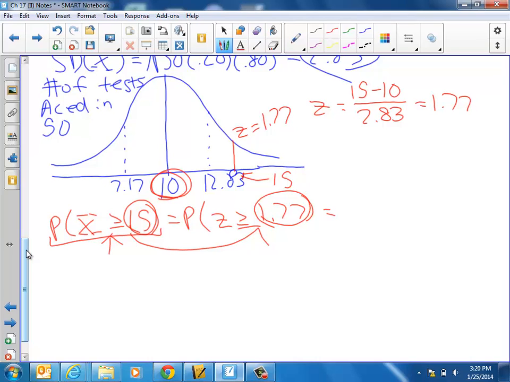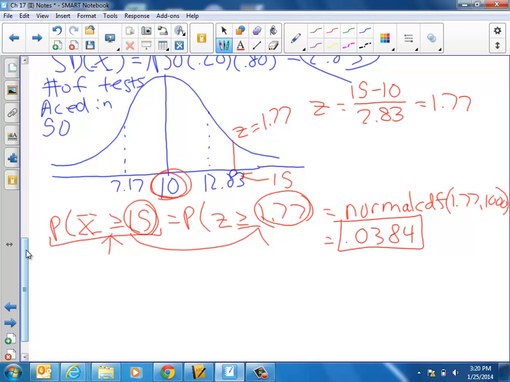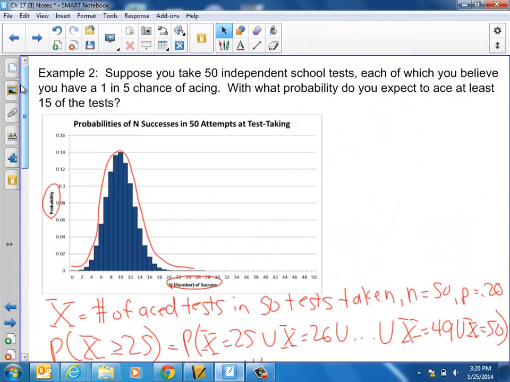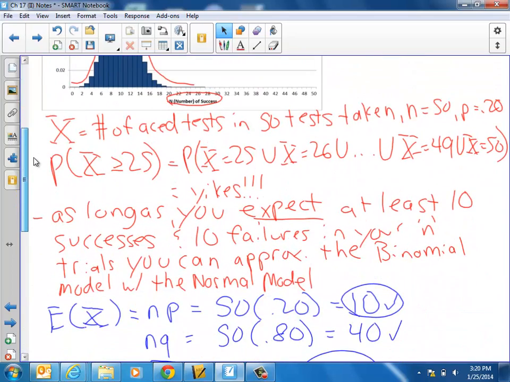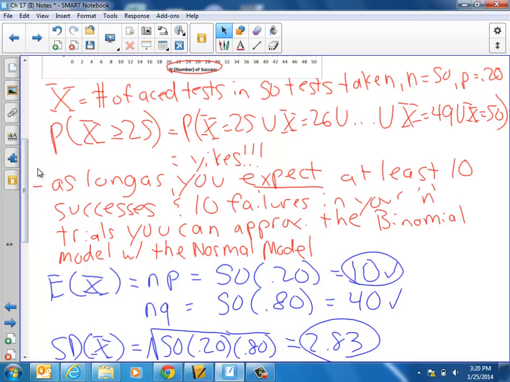All right, so probability that z is greater than or equal to 1.77, just use normal CDF, 1.77 up to 1,000, which is equal to 0.0384. And you guys are done with the notes. That is it. So you've seen the combination equation. You have seen the binomial model, and you've seen the normal approximation to the binomial model when numbers get big, provided this condition that's in the middle of your screen in red is met.